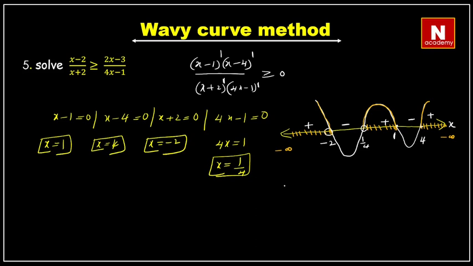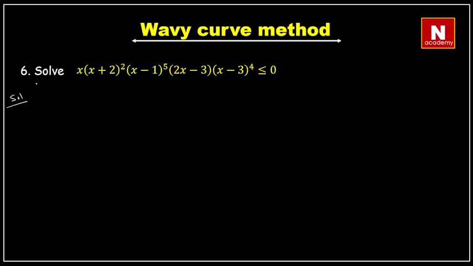Therefore x belongs to the required region, which is minus infinity to minus 2, here minus 2 is excluded, so open interval, union 1/4 to 1. Here also 1/4 is excluded, that's why open interval, but 1 is included, closed. Union again 4 to infinity. So 4 is included, that's why closed bracket, and infinity is open. This is the required region or solution set of the given problem.